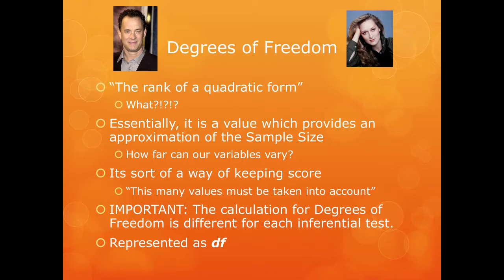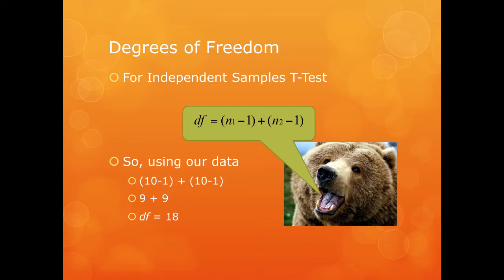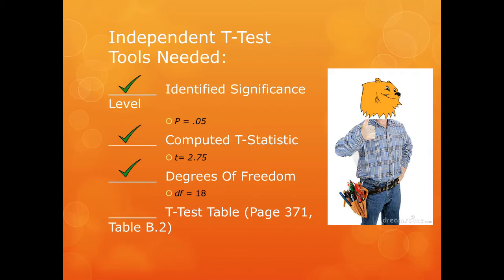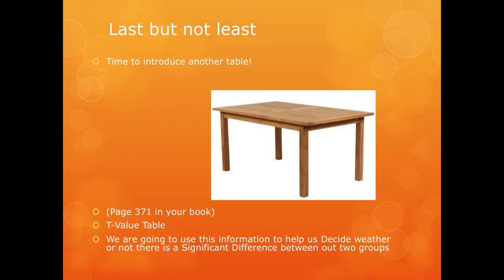Anyhow, the degrees of freedom for this particular test is going to be the sample size of group 1 minus 1 plus the sample size of group 2 minus 1. So essentially it is your total n minus 2. Remember, we had 10 cyclists in group number 1, so we take one away, and 10 cyclists in the other group. So we get 9 plus 9, 18 degrees of freedom. Now we need to use our brand new t-test table to obtain the critical value. Brand new table, not this one, this one.